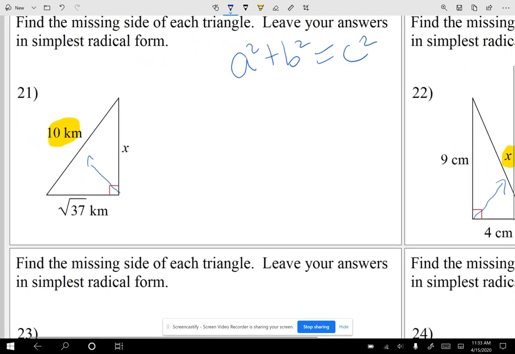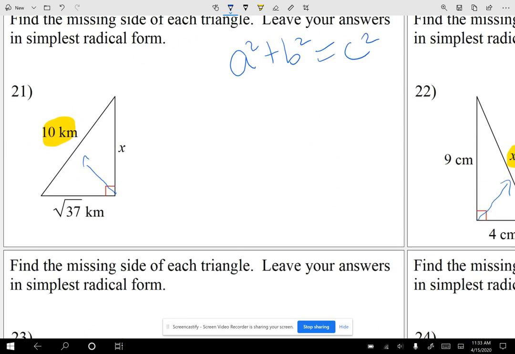All right, how do we solve this? I know a squared plus b squared equals c squared. So let me square each of my sides. 10 squared, that's 100. Right? 10 times 10. Radical 37 squared, that's 37. X squared, that's x squared. So the way I'm going to write this, I'm going to go x squared plus 37 is equal to 100. Let me solve for x. Let me subtract 37. So I have that x squared equals 100 minus 37, which happens to be 63.